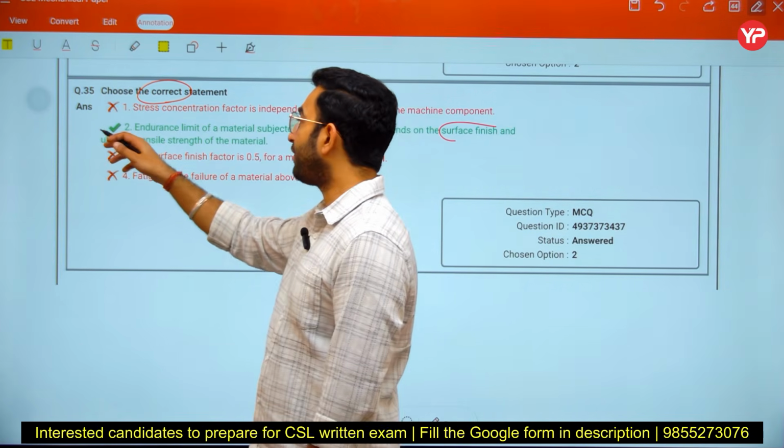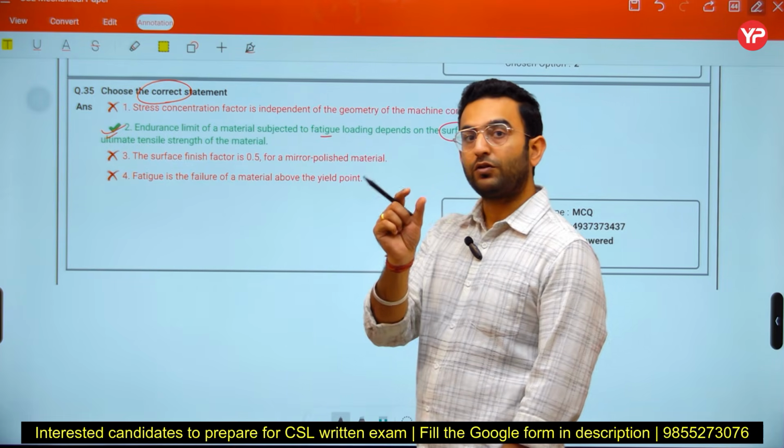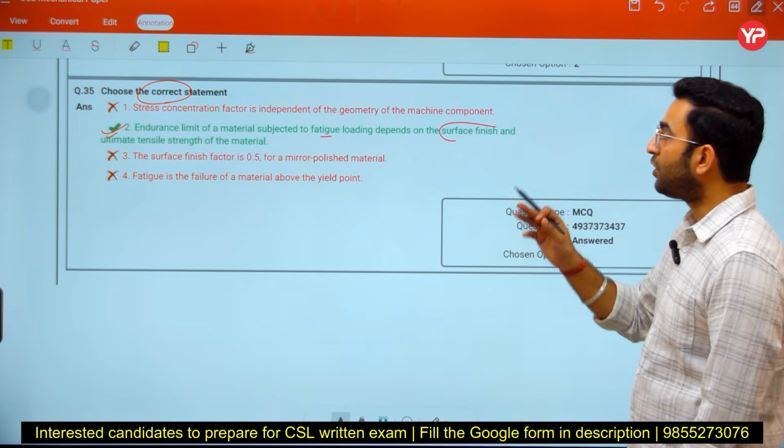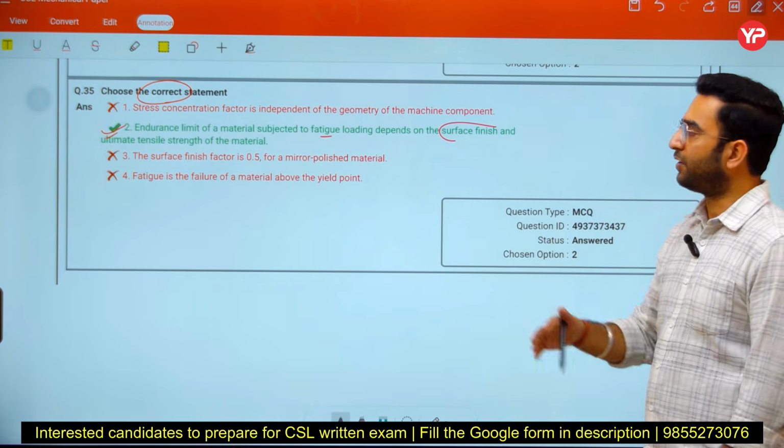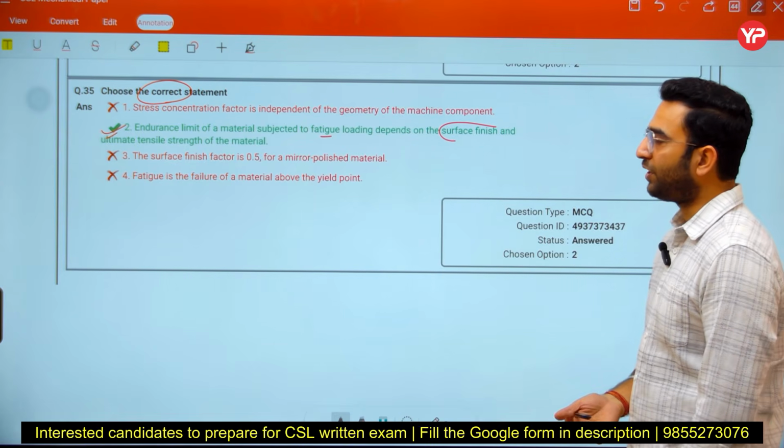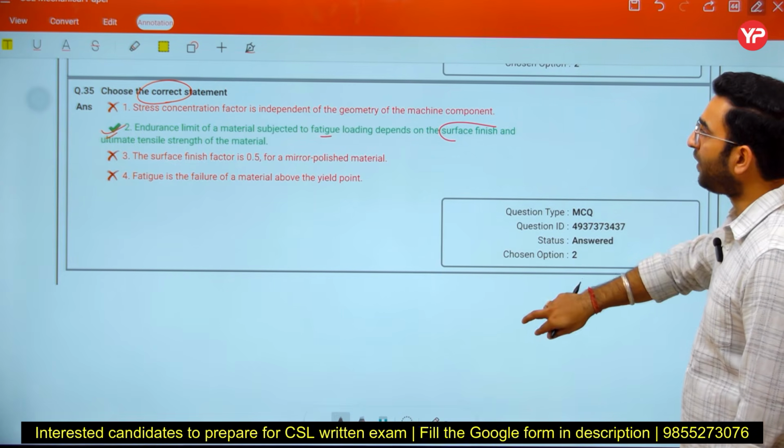Okay, there we have to calculate the endurance strength of a steel. Now, option number B is the correct statement here, so you don't have to read out the remaining options also.